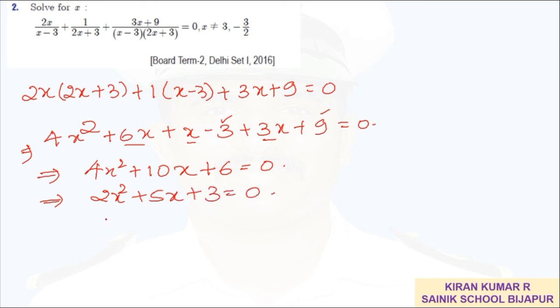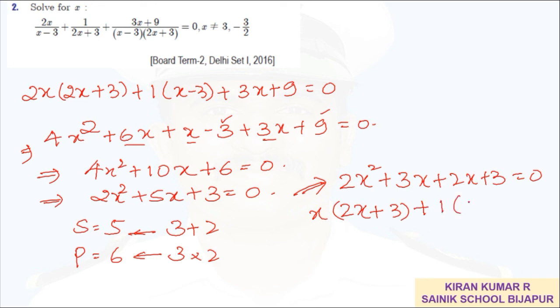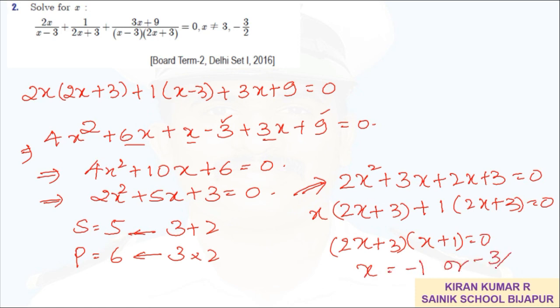This is a simple quadratic equation, can be solved easily. The sum is 5 and the product is 6. 3 added to 2 and 3 multiplied to 2 would work for the given equation. So this equation implies 2x square plus 3x plus 2x plus 3 equal to 0. So (2x plus 3) is taken common, x plus 1 is taken common. The value of (2x plus 3) multiplied to (x plus 1) equal to 0. The value of x is negative 1 or negative 3 by 2.